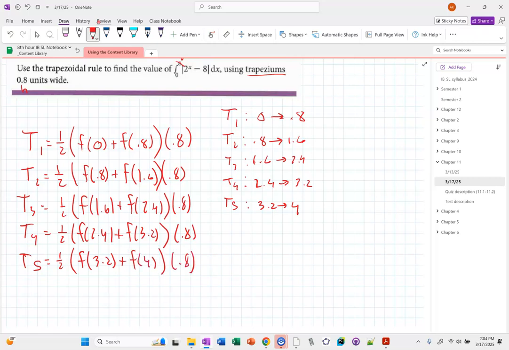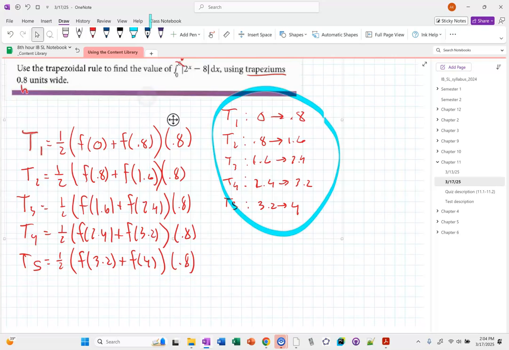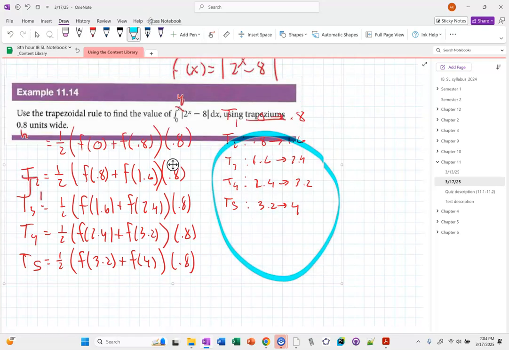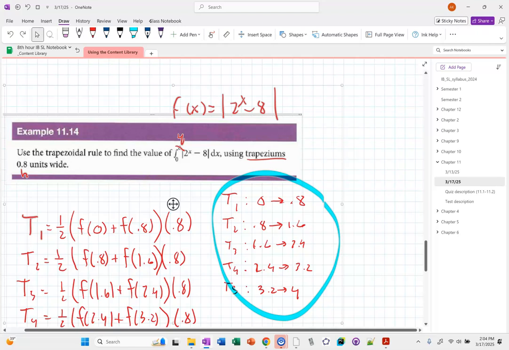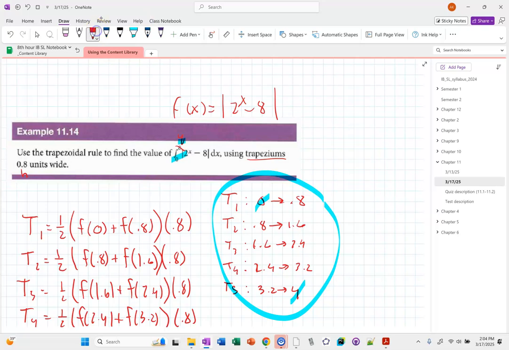So that's that, right? How many others? Well, that's what I figured out at first. Because it's going from 0 to 4. Gotcha. So I wanted to make 0 to 4. Needed 5 trapeziums to do that.